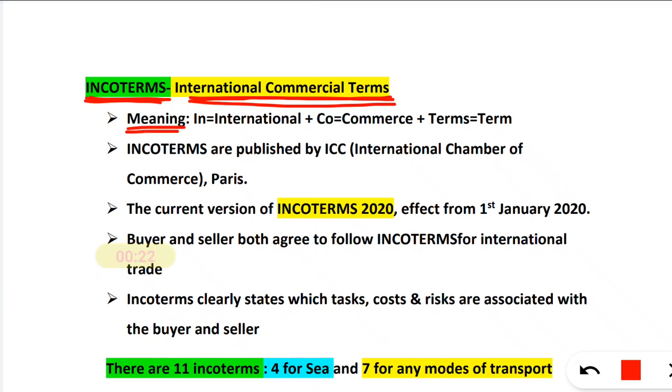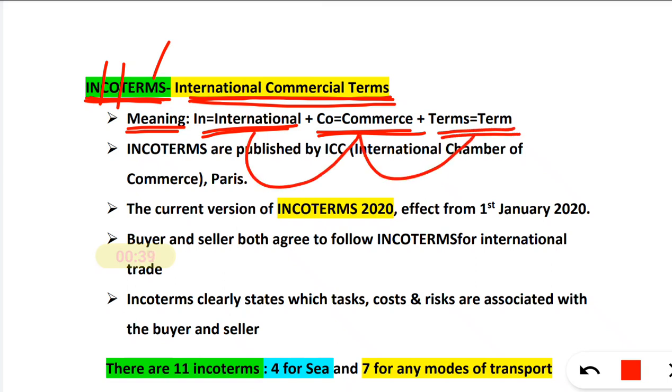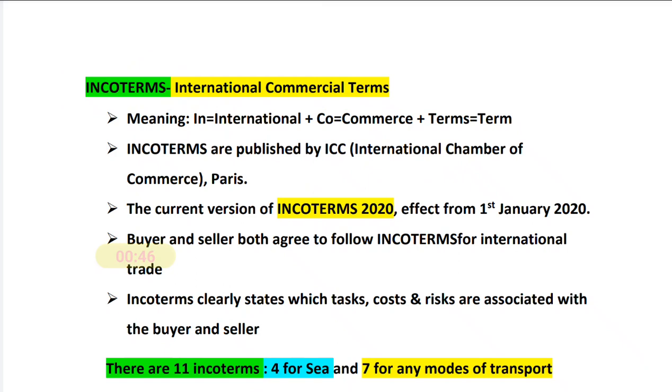See here the full form. IN stands for international, CO stands for commerce or commercial, and terms are simply the terms. So international commercial terms or international commerce terms means the Incoterms. So first understand what is meant by the Incoterm. Incoterms are simply the international commercial or commerce terms.